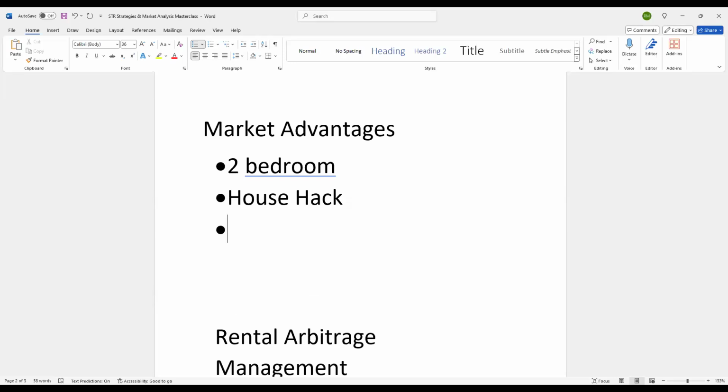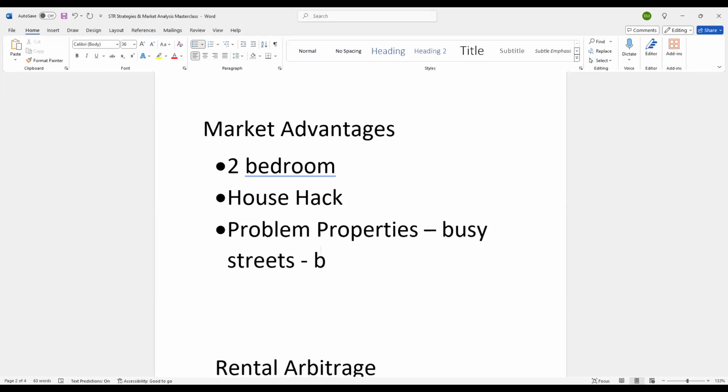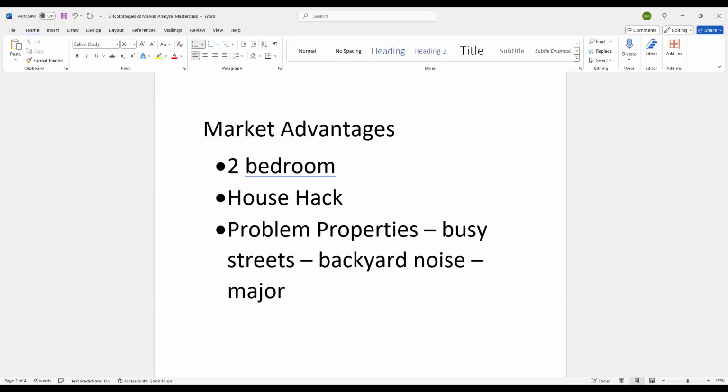Another market advantage with acquisitions is what I call problem properties. So what's a problem property? Again, in the traditional retail real estate market, a fix and flipper or somebody selling a recently rehabbed property is usually selling to families that are first-time home buyers or upsizing into their next home, and they want to stay away from busy streets, backyard noise, or a major highway that butts up against the backyard. What you will see is those types of properties will sit on the MLS for a much longer time than the average.